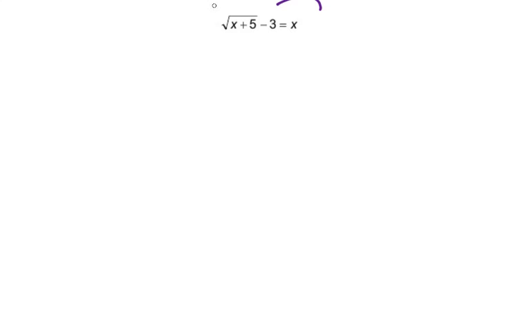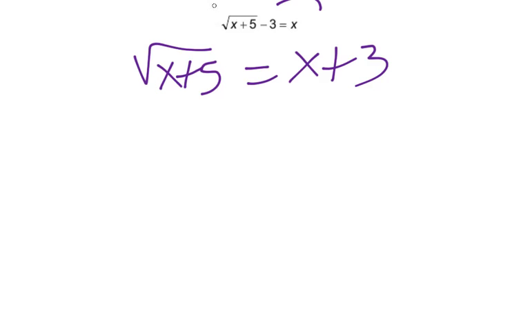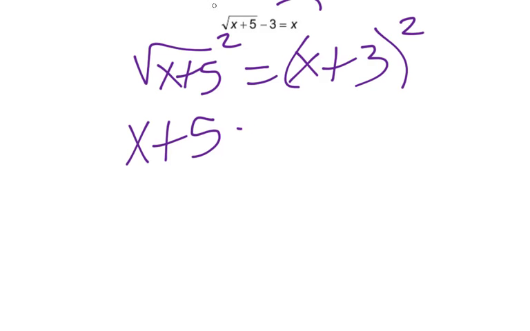You got to move the 3. So the square root of x plus 5 is equal to x plus 3. When you square both sides, you got to put parentheses around this on the right since there was a plus sign. When you square the left, you get just x plus 5.